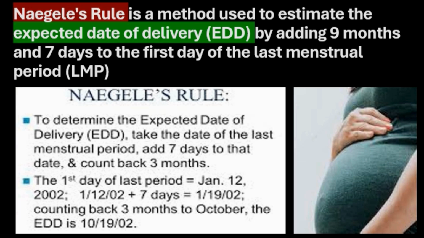Nagel's rule is a method used to estimate the expected date of delivery or EDD by adding 9 months and 7 days to the first day of the last menstrual period or LMP. We can see an example here. If the LMP is January 12, 2002, then we add 7 days to January 12, that is the 19th of January. Then counting back 3 months to get October, the expected date of delivery will be 19th October 2002. So this is the method of calculating EDD using Nagel's rule: take the LMP, add 7 days to the date and count back 3 months.